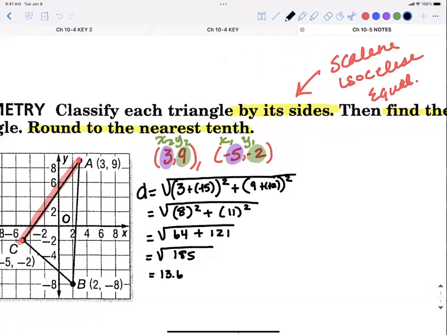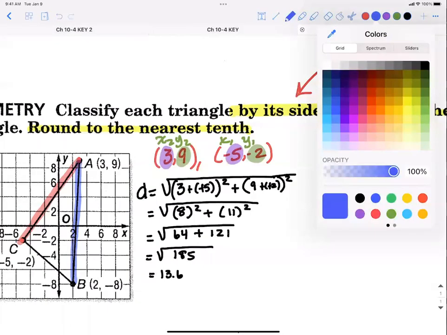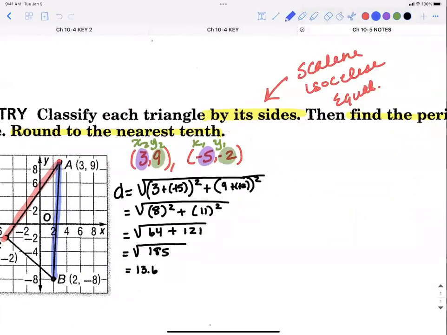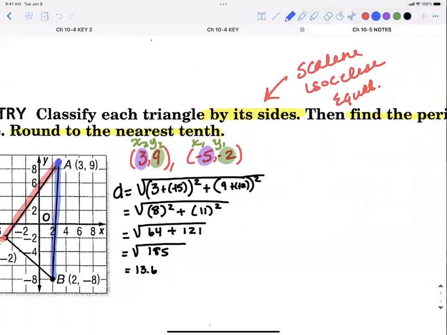Now we have to start all over again and find the distance of another side. We're going to call that the blue side. And for the blue side, we're going to use what two coordinates? We're going to use A and B, because those are the two points that make up the blue side. So we're going to use 3 and 9, and we're going to use 2 and -8.